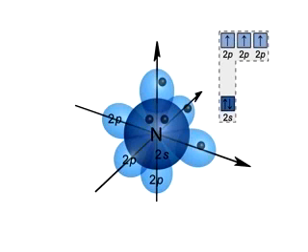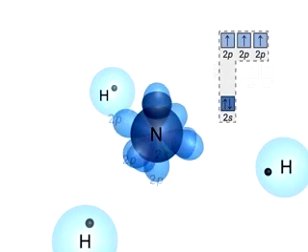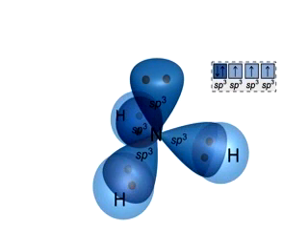Here, we visualize the nitrogen atom undergoing sp3 hybridization. One of the tetrahedrally oriented sp3 hybrids is filled with a lone pair, and the H atoms overlap the other three to form three NH bonds.